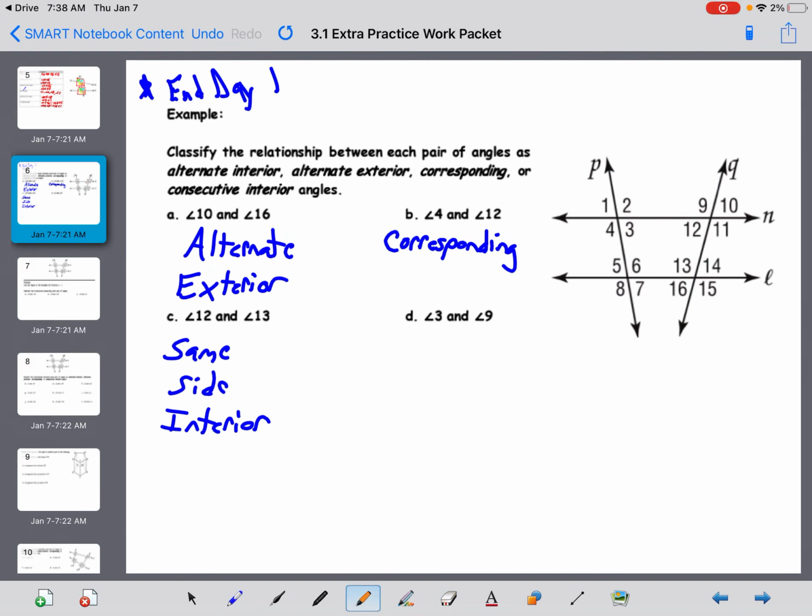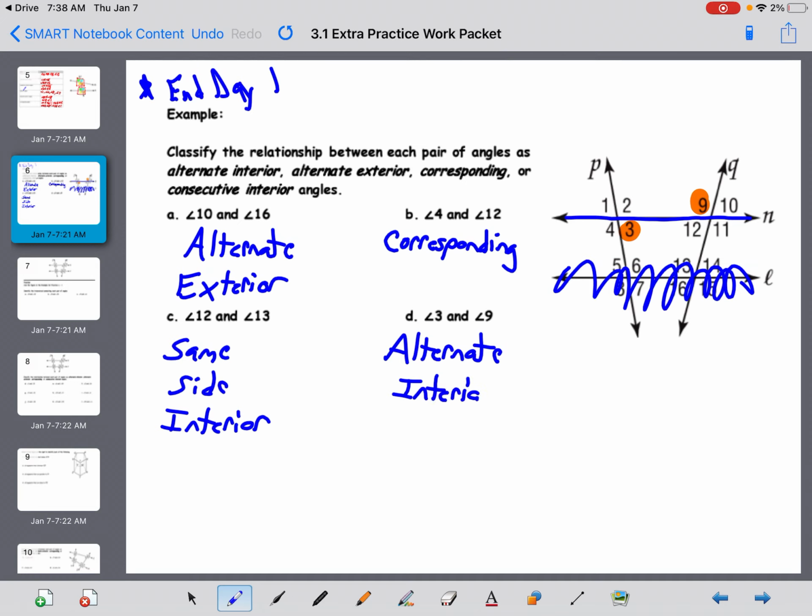And angle 3 and angle 9, our last question for today. Here is 3, here is 9. Our transversal is back to line N. And we're going to ignore this portion for now. These are interior angles on alternate sides of the transversal. They are alternate interior angles.